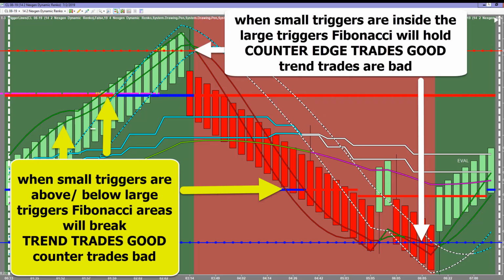So let's back this up one more time. When you look at your small triggers, if they're physically above, resistance will break. If they're inside, resistance will hold. Do a counter trend trade. Do a trend trade here. Do a counter trend trade here. You get to support, triggers are below, you do a trend trade short. You get to support, triggers are inside, you can do a counter trend trade.